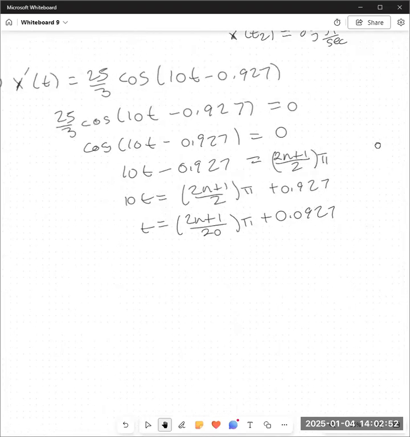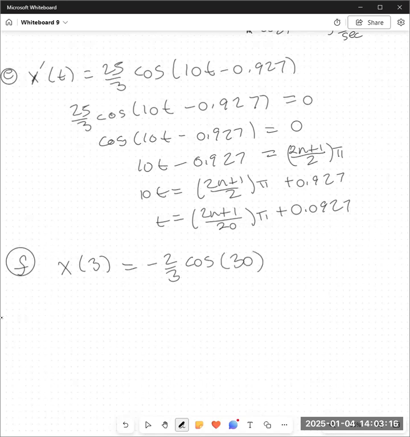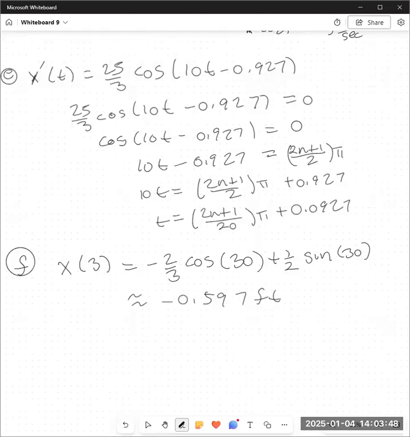Question F asks me what is the position of the mass when t is equal to 3 seconds. So that's going to be negative. The most exact form is going to be this: cosine of 3 times 10, which is 30 radians here, plus 1/2 of sine of 30 radians. Type that into your calculator, and you're going to get negative 0.597 feet. Now, if you had used the other form with sine, you'd still get about the same answer here. It would be off possibly a little bit.